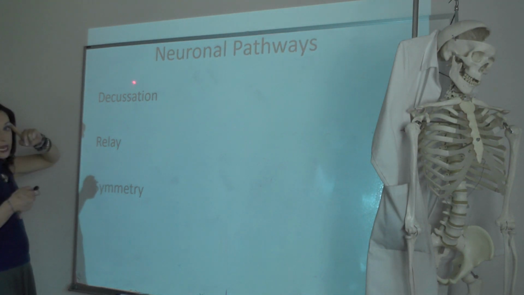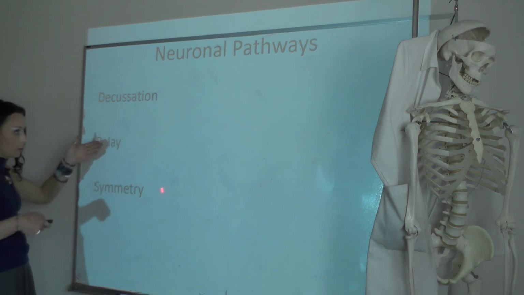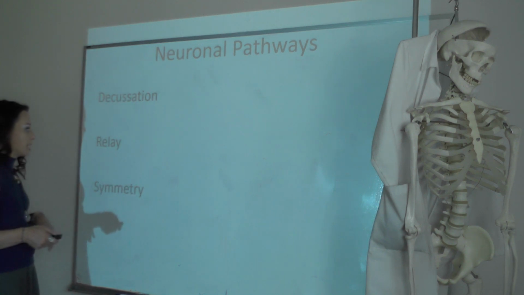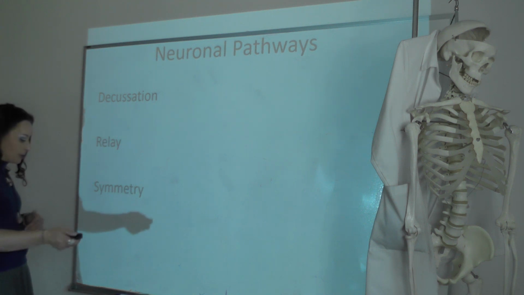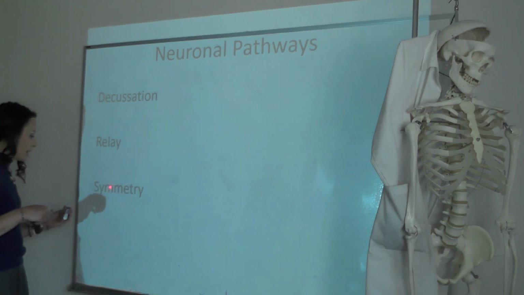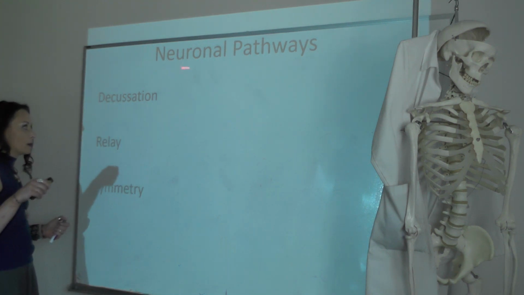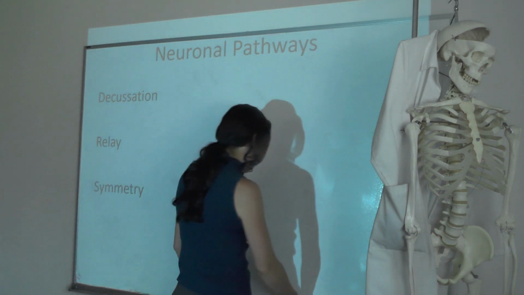They're going to decussate somewhere along the pathway, meaning that the information is going to cross over from the ipsilateral to the contralateral side. We're going to have relay, where one neuron is passing the message off to the next, to the next, to the next, like batons in a relay race. And then we have symmetry, where if we've got one neuronal pathway on the left side of the body, it's symmetrically mapped out on the right side of the body.